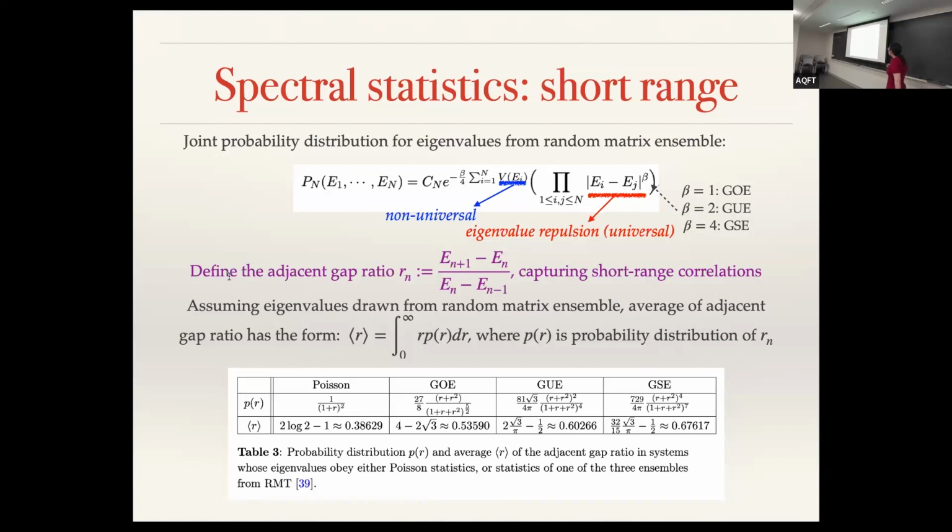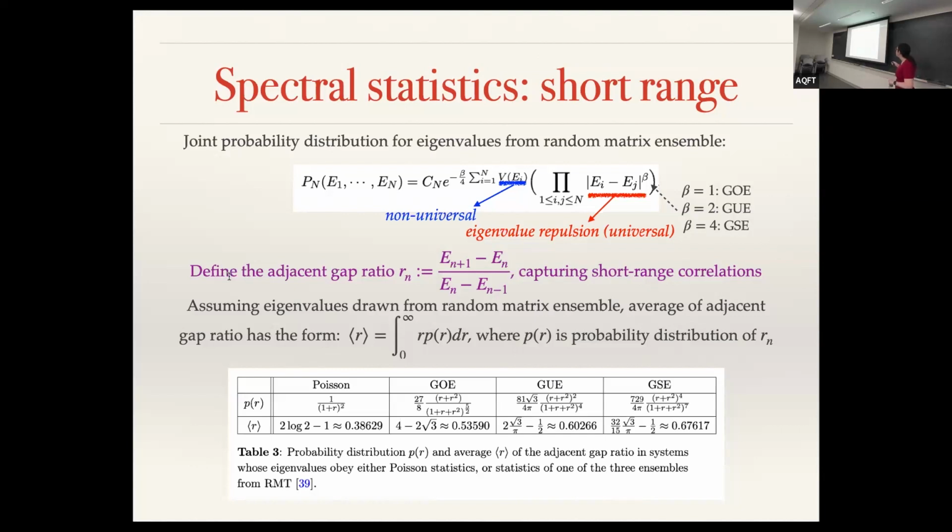from a random matrix ensemble, and it contains an exponential term which depends on the potential for your random matrix theory, which is some non-universal part because you can change your potential, and then it includes this Vandermonde determinant part, which is a universal part, which captures the universal feature of eigenvalue repulsion in random matrix ensembles, and this exponent beta is different depending on the kind of ensemble you're considering.